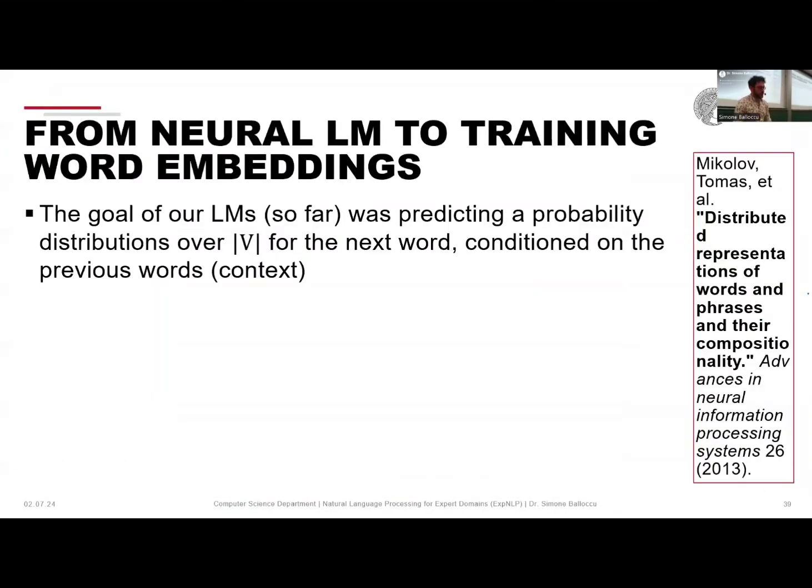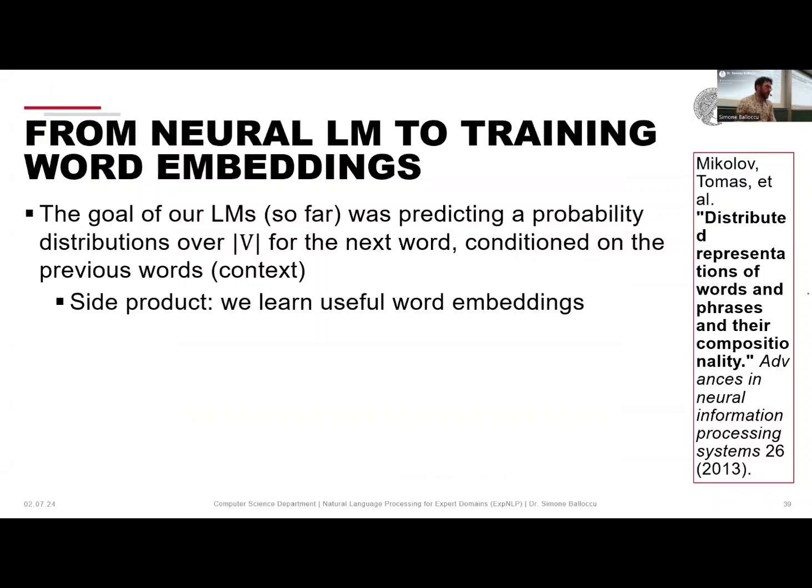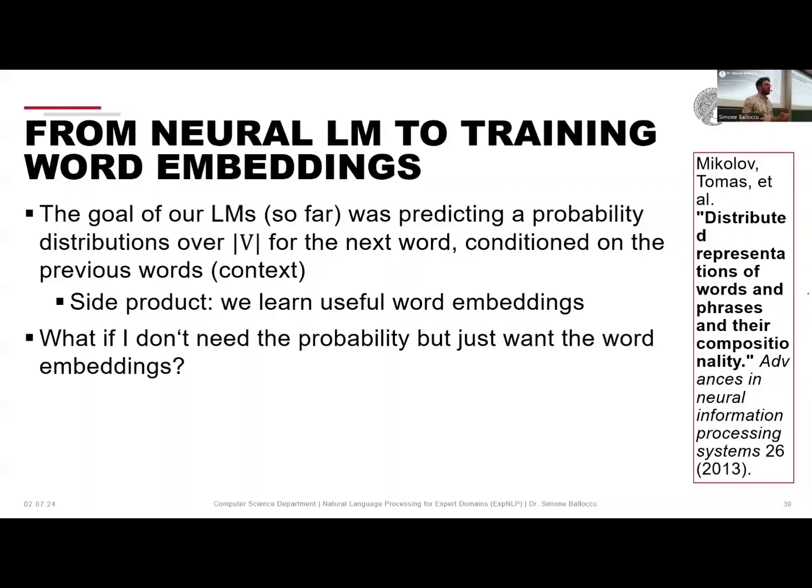Let's see how we can move from neural language models to training word embeddings, okay? So far, our model was basically trained to predict a probability over a vocabulary for the next word, and we condition on the previous context. As a side product, we also learn useful word embeddings. What if I just don't care about the softmax? I don't care about predicting the probability. I just want the word embeddings. So I can remove all the part after. As soon as the matrix is good and captures some meaningful word vectors, I'm happy.